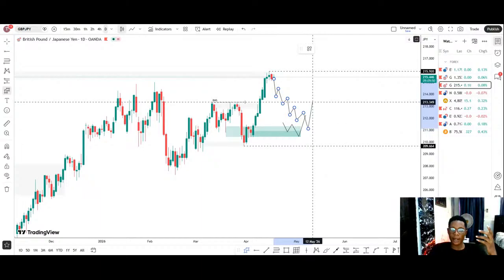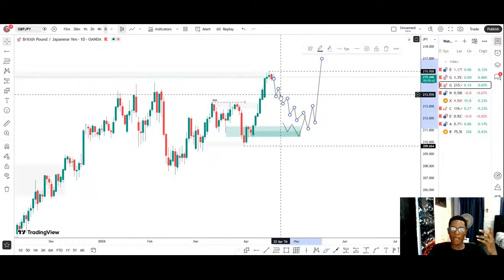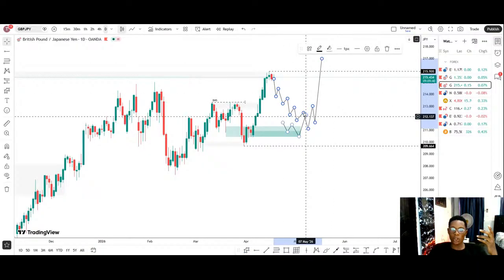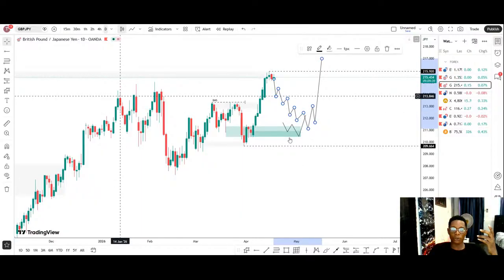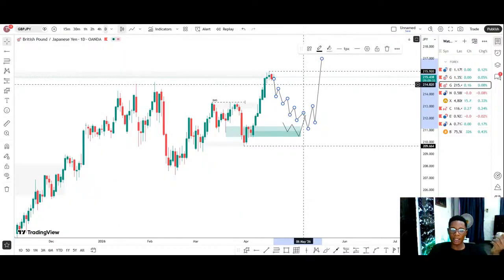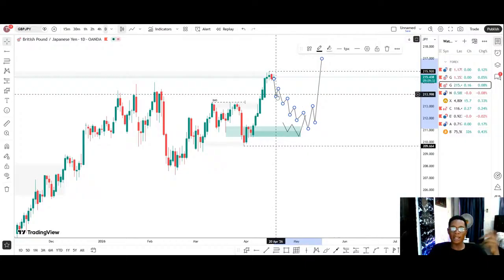Now, once we tap into this area of demand level, I will be waiting for something like this, and this is what will allow me to hop in on this buy. Once we have this break of structure, this is a sign that the buyers are looking to take over the market again, because ideally the buyers are in charge of the market. The overall trend is bullish.